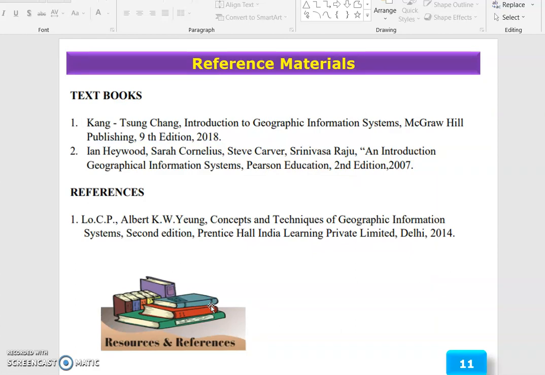The reference material for this course, the textbook: Knox and Clarke, Introduction to Geographical Information System, published in 2018. Then Heywood, Cornelius and Carver in second edition, 2017. The reference book: Lo C.P. and Albert K.W. Yeung, Concepts and Techniques of Geographic Information System, second edition, which is more useful to us as a reference. Apart from that, in Google Scholar also you can find a lot of current trend based applications and research that have been done.